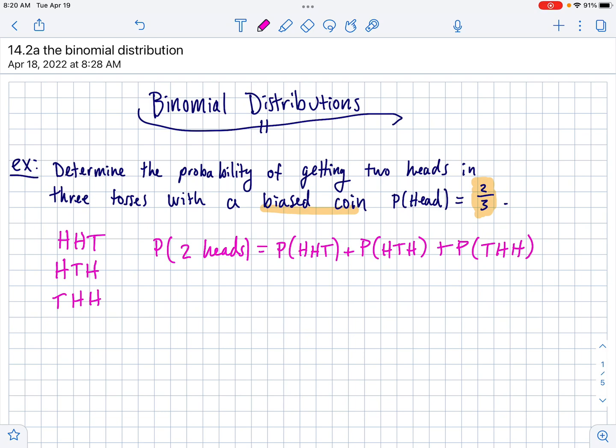Now, the thing about that is that all 3 of them have the exact same probability, because it's independent probability. One's not going to affect the other. So the probability of getting a heads is 2/3, times another 2/3 would be 2/3 squared. And then the probability of a tails is 1/3. Now that's just the probability of one of these instances. But since there are 3 of them that all have the exact same probability, we can just put a 3 on the outside here.